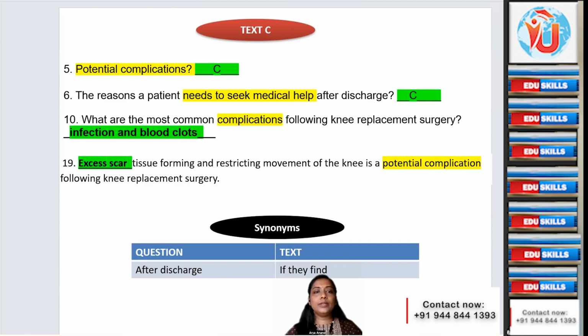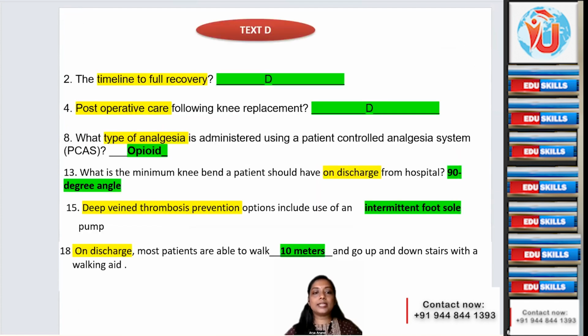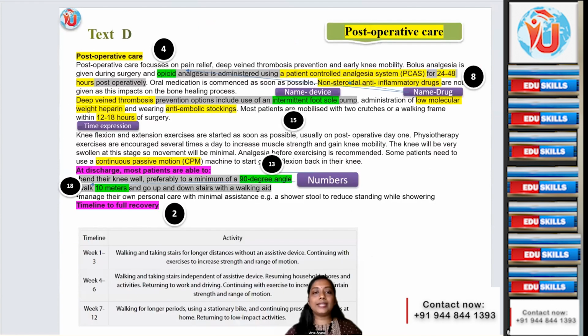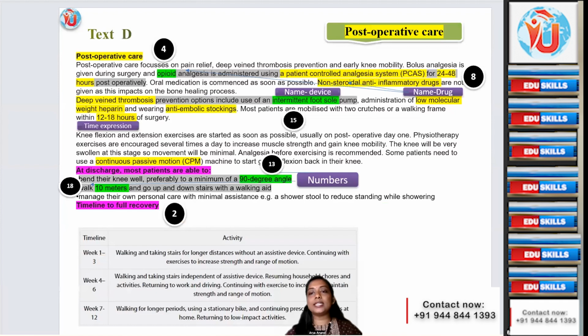What are the questions from the text D? We'll see. The timeline to full recovery, the same heading is here. Timeline to full recovery, so from text D. Okay. Post-operative care following knee replacement, from which text? D. What type of analgesia is administered using a patient-controlled analgesia system? Then definitely, type of analgesia is opioid. Here you can see, opioid analgesia is administered using a patient-controlled analgesia system. See, system.